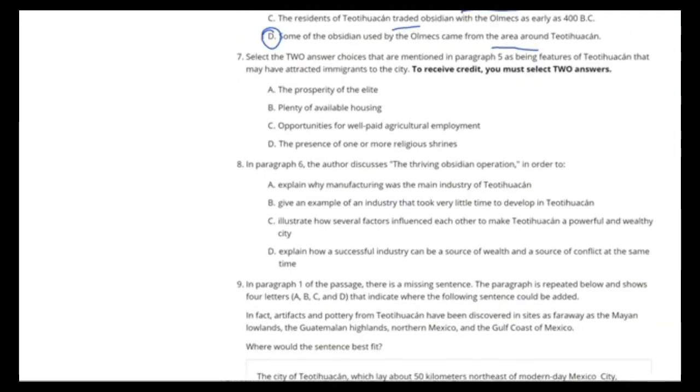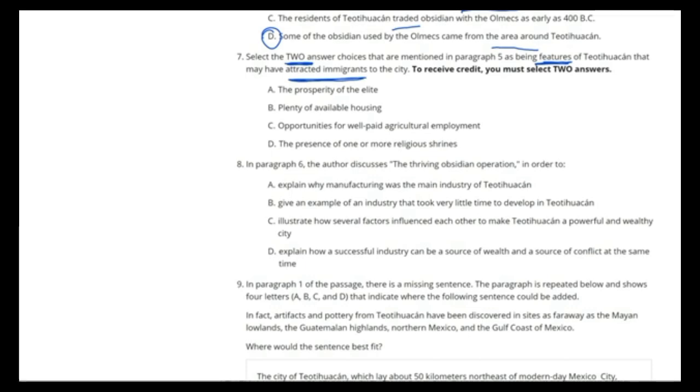Let's go to question number 7. What does it say? Select the 2 answer choices. So we have to select 2 answer choices, okay, that are mentioned in paragraph 5 as being features of Teotihuacan that may have attracted immigrants to the city. We are looking for features of the city that may have attracted immigrants. This is what we need to look for. Let's have a look at the answers. A talks about the prosperity of the elite.